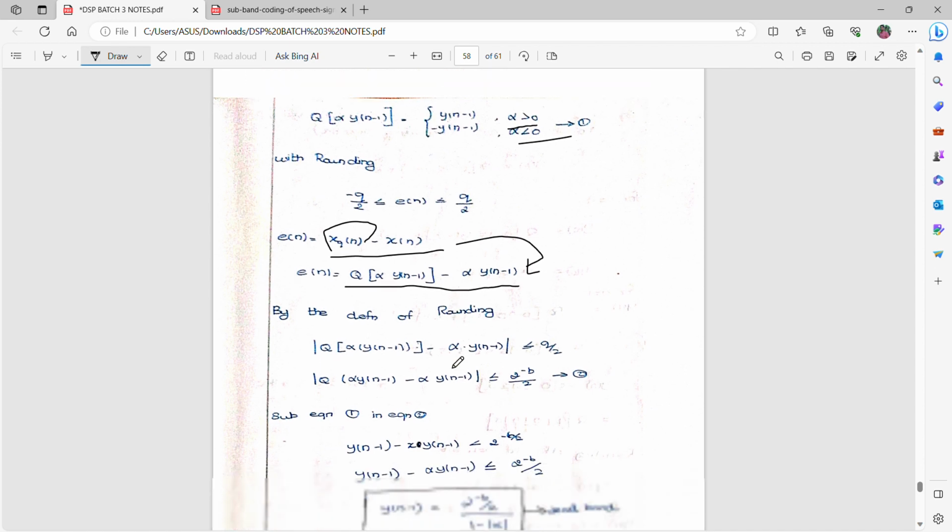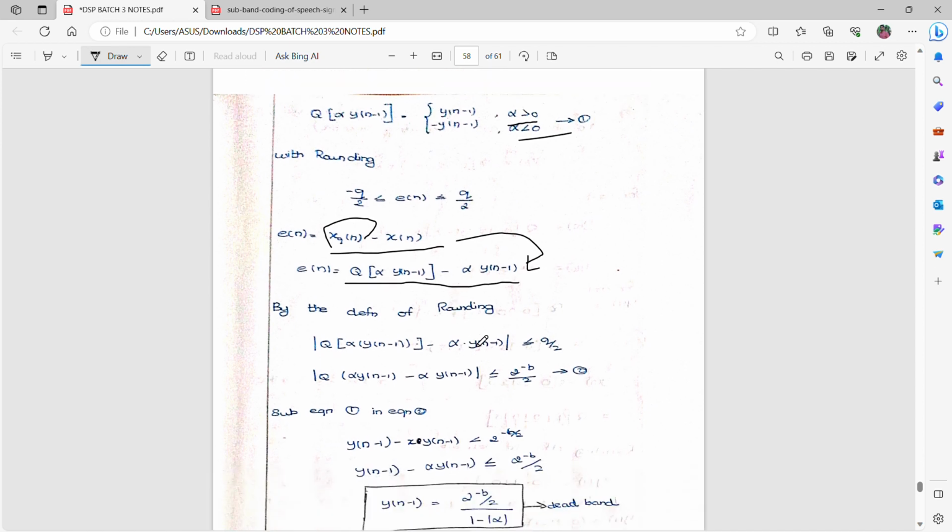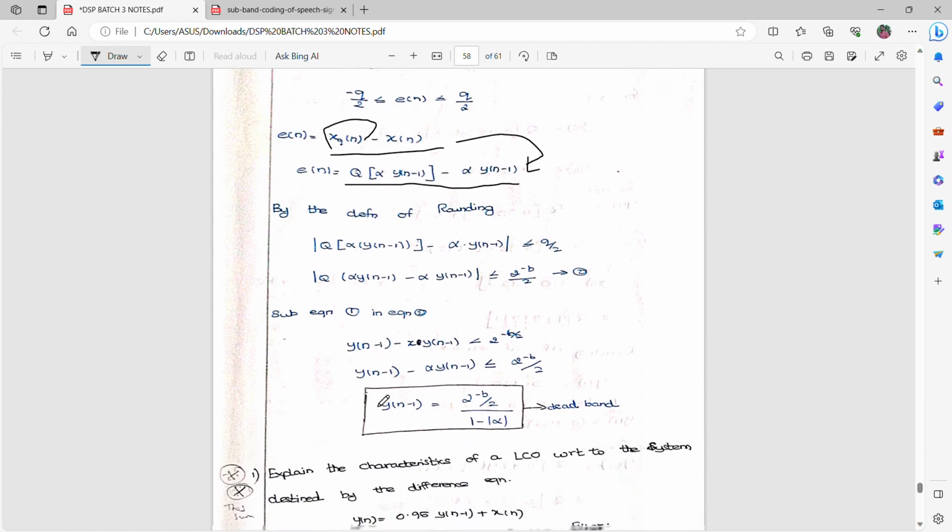Okay, now by the definition of rounding, we can write the above equation as modulus of Q of alpha into y of n minus 1 minus alpha into y of n minus 1. This is less than or equal to 2 power minus b divided by 2. So let us take this as equation 2.